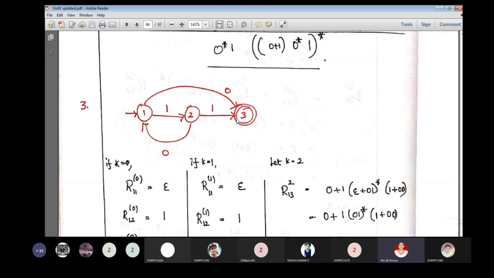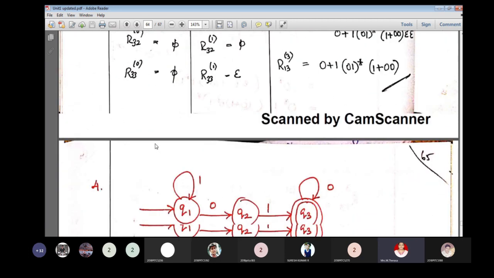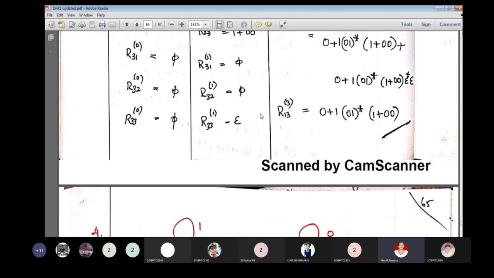Here you are given with 3 states, 1, 2, 3, but here you have only one final state. So what is the final answer you have to compute? R123. Initial state is 1, final state is 3. The total number of states should be in the power, isn't it? So R13 whole to the power 3. How can you do? First you have to compute when k is equal to 0, k is equal to 1 and k is equal to 2. At last, substitute all the obtained values. Then you can go with this R13 power 3.